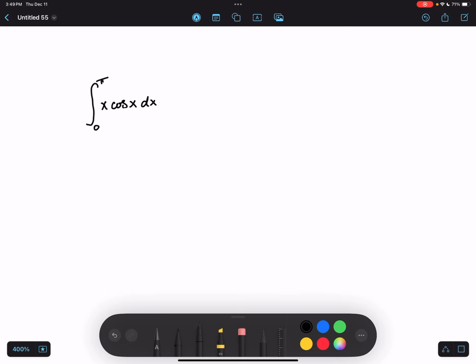We've got the integral of x cosine x evaluated from 0 to pi, and this is a clear product and it doesn't appear to have an easily solvable u-sub, so we'll do an integration by parts to solve this.